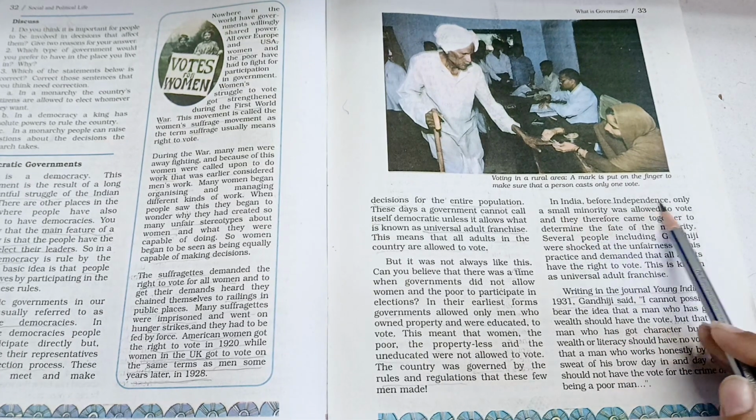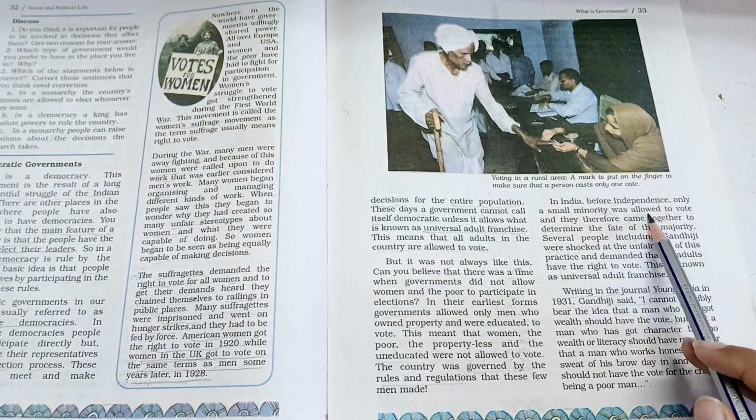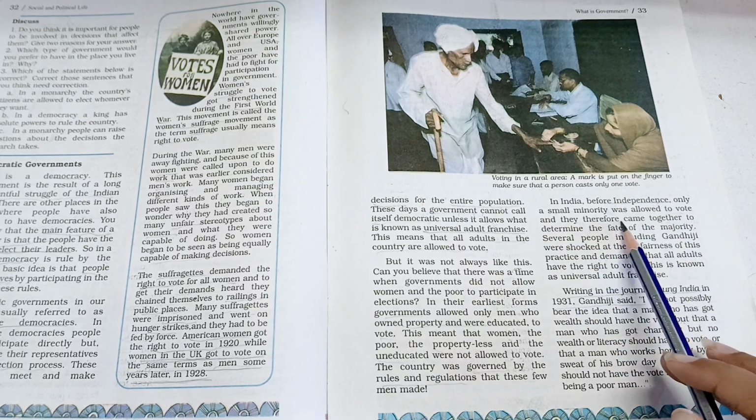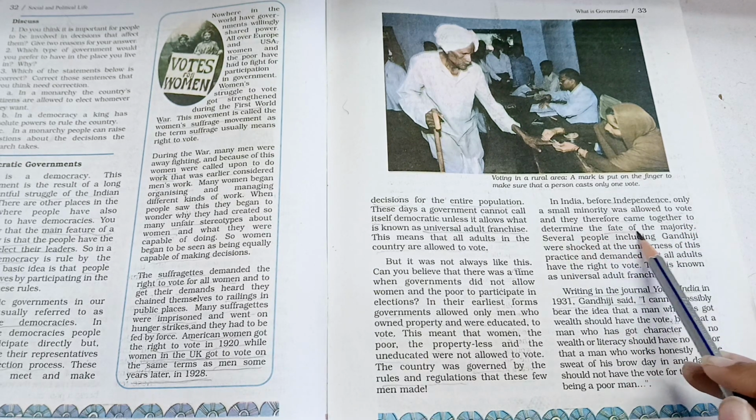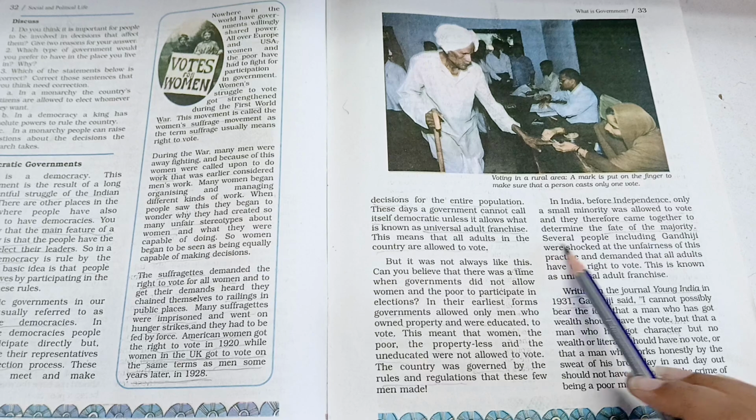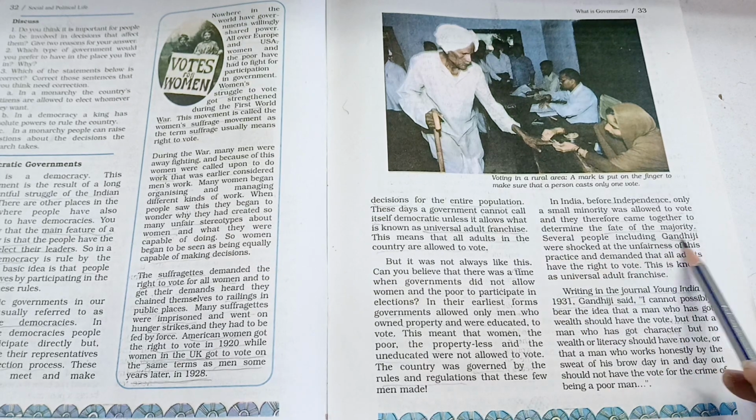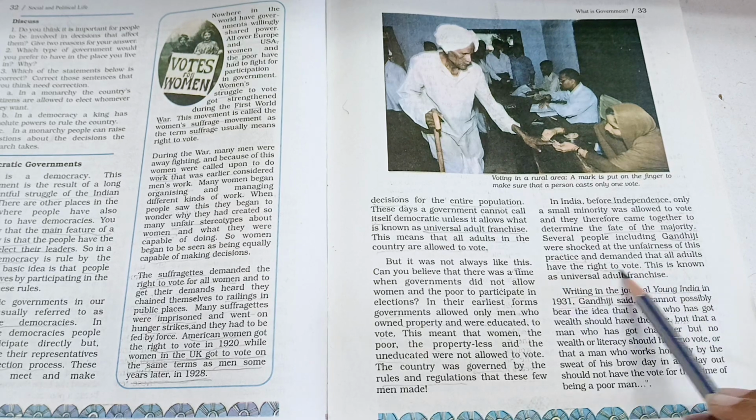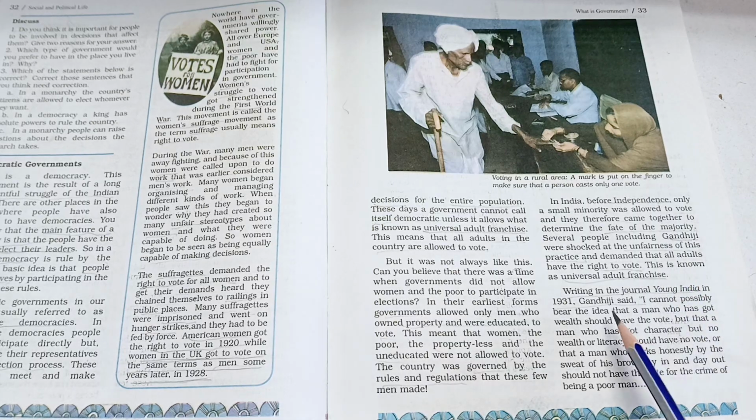In India, before independence, only a small minority was allowed to vote, and they therefore came together to determine the fate of the majority. Several people, including Gandhiji, were shocked at the unfairness of this practice and demanded that all adults have the right to vote. This is known as universal adult franchise.